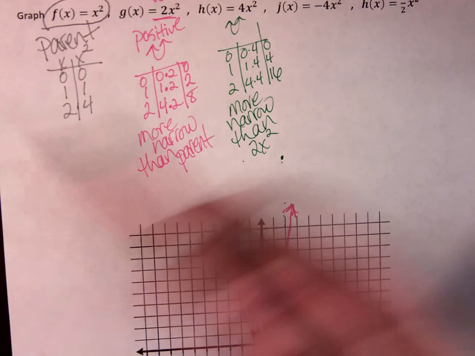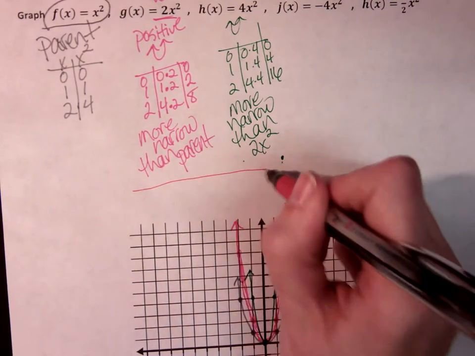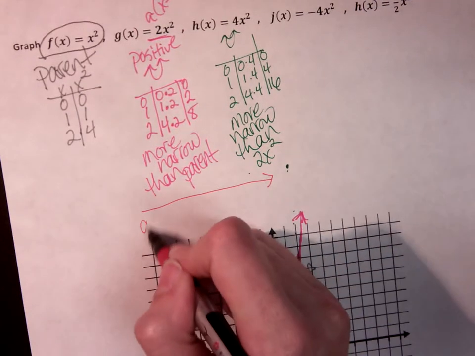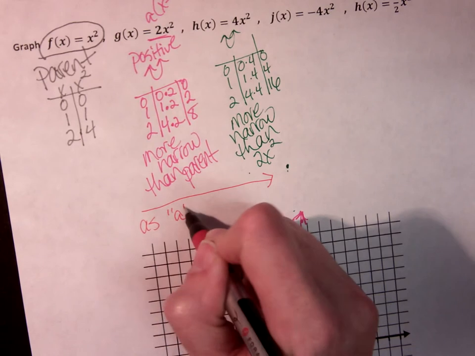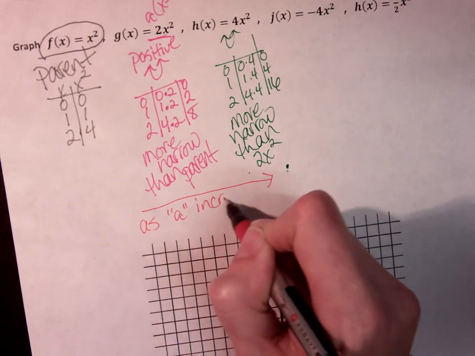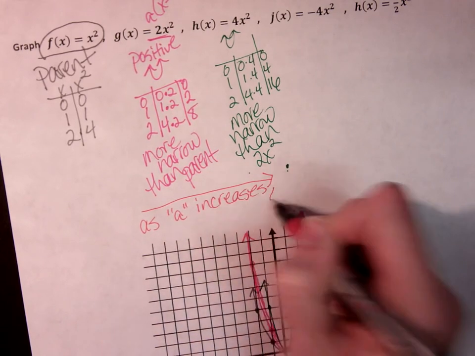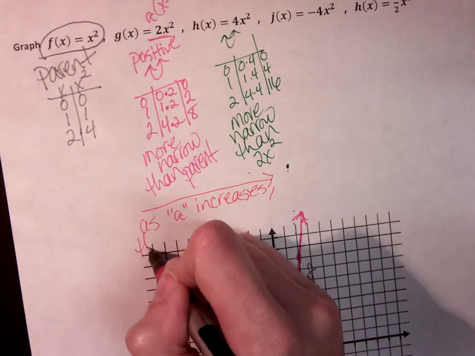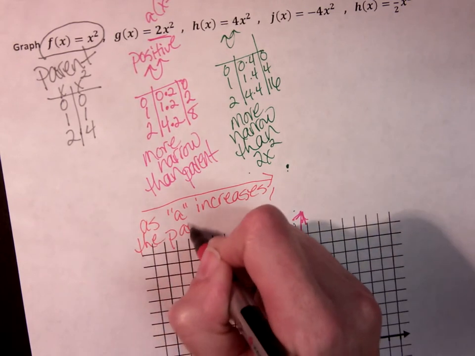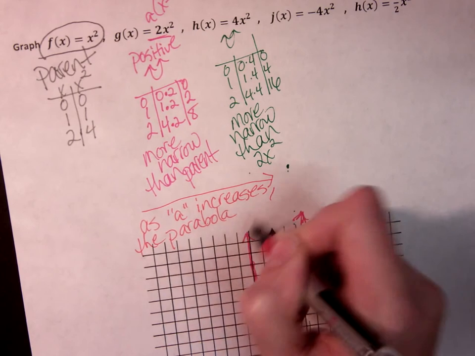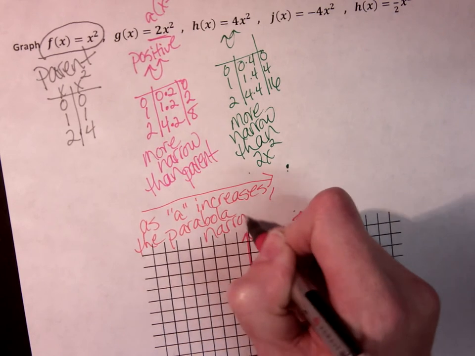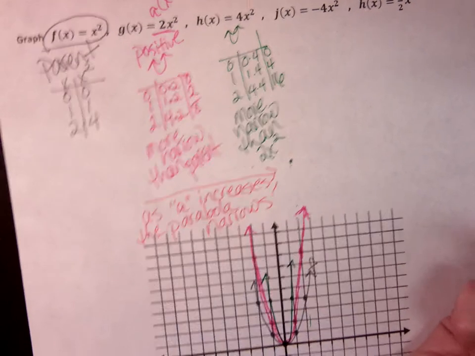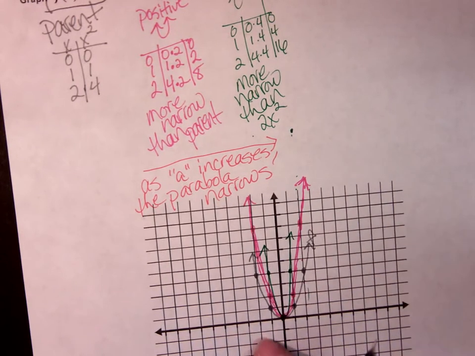So the conclusion we can draw from these two is that as a increases, the parabola narrows. Okay, there it's moving faster. It's making bigger jumps from one y value to the next.